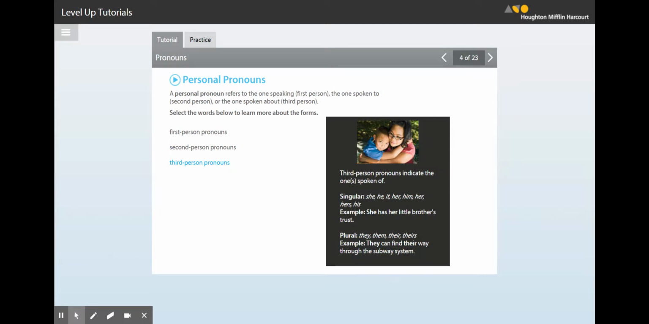Finally, third person pronouns indicate the ones spoken of. In the singular form, they are she, he, it, her, him, hers, or his. So she has her little brother's trust. And in the plural form, they, them, their, and theirs. An example of that would be they can find their way through the subway system.